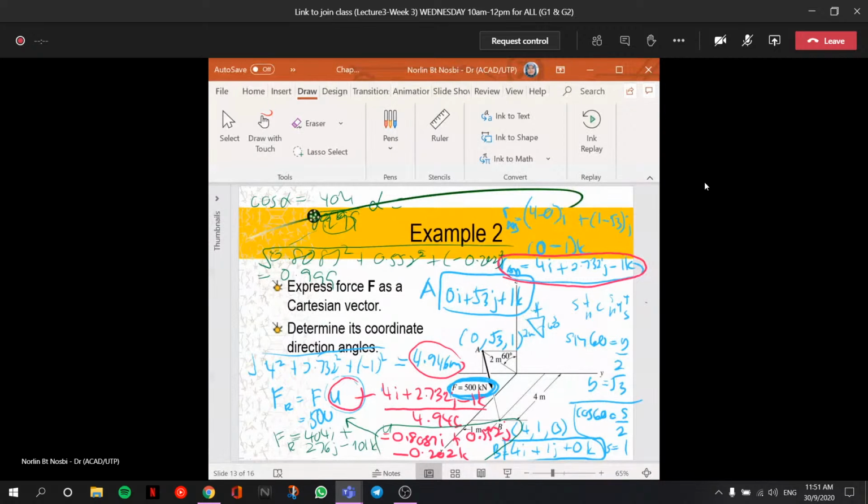For beta, if you refer to notes, you will get 56.5. And then for gamma, you will get 102 degree. So I have shared you, for i at point A.